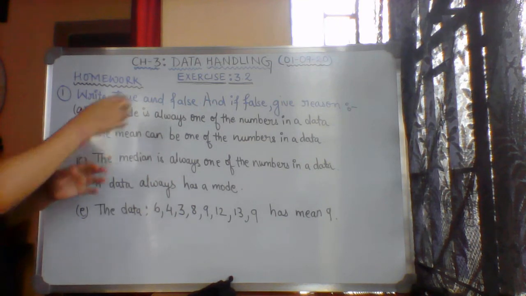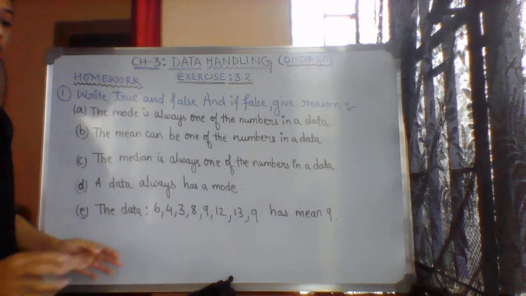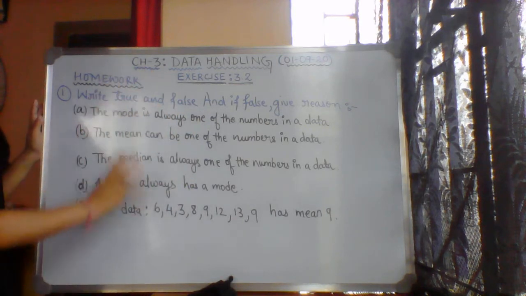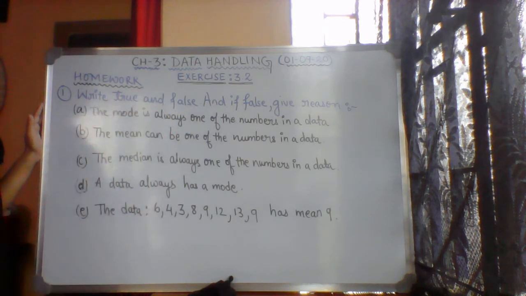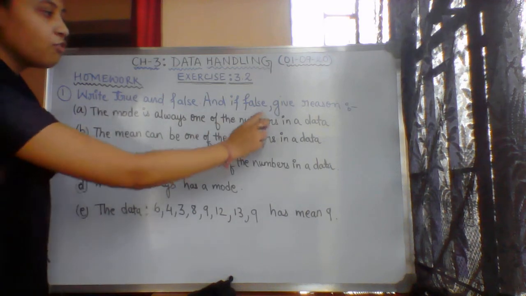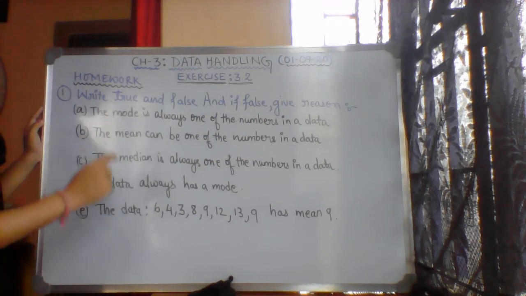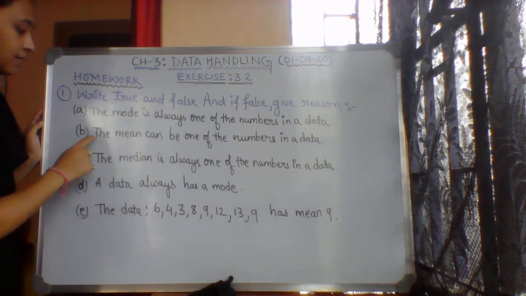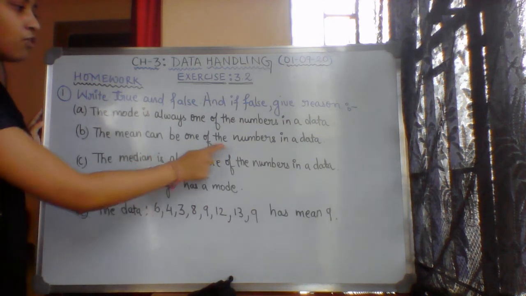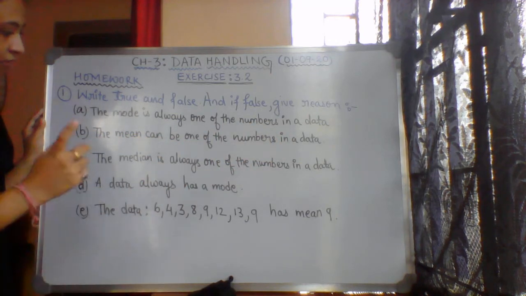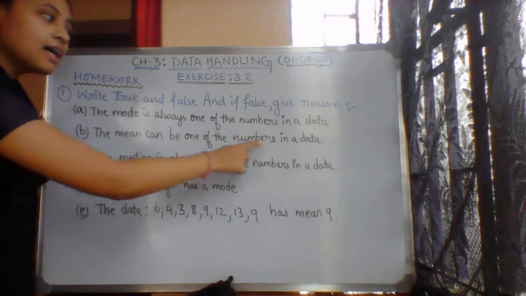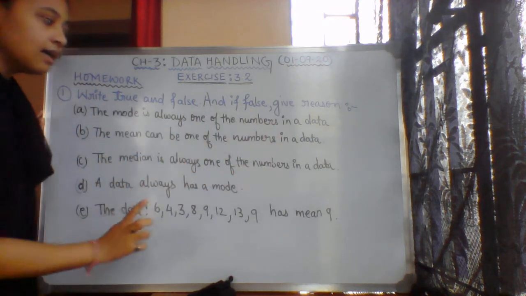So when you are doing this question, just open your copy, where you have solved many questions on data handling. Just see, the mode is always one of the numbers in the data, only one number is mode. Check that one. Second one, the mean can be one of the numbers in a data. Same thing for mean. That number is in the data.